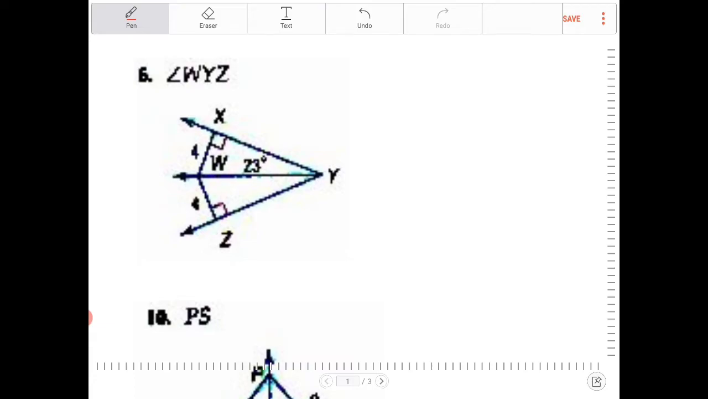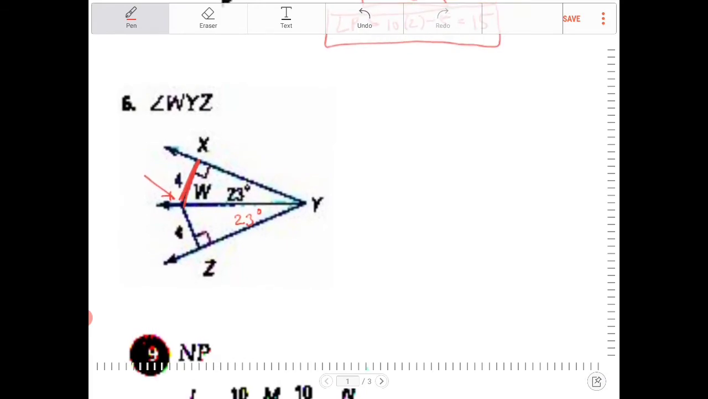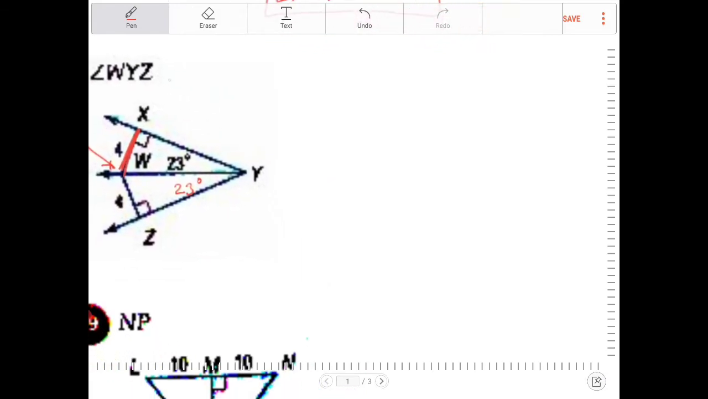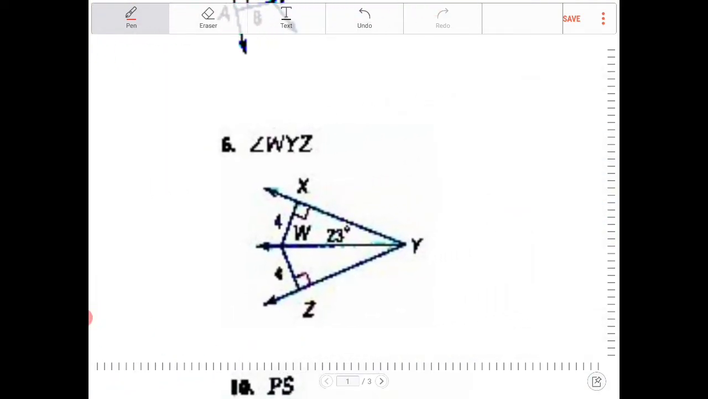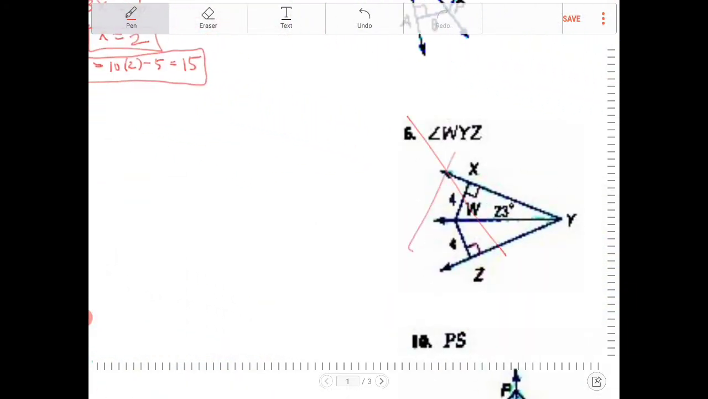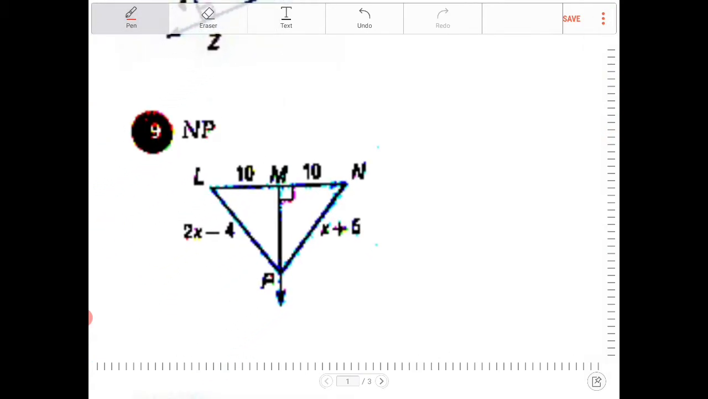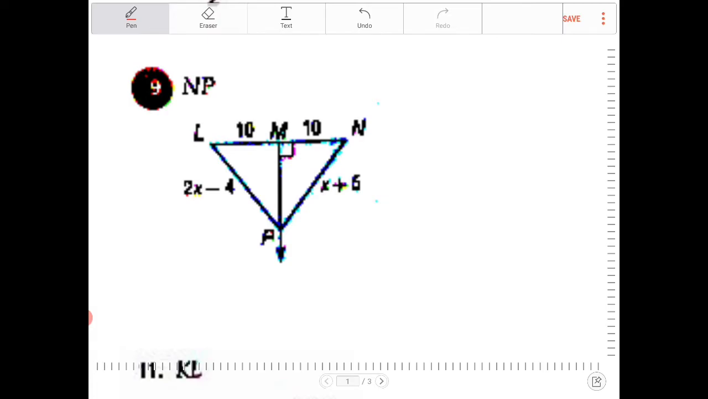Next, I have angle WYZ. Did I answer the question? WYZ. Yes, I did. So this is 23. Here again I'm asked to answer for WYZ. Wait, this is the same question, so I don't need to do that twice.